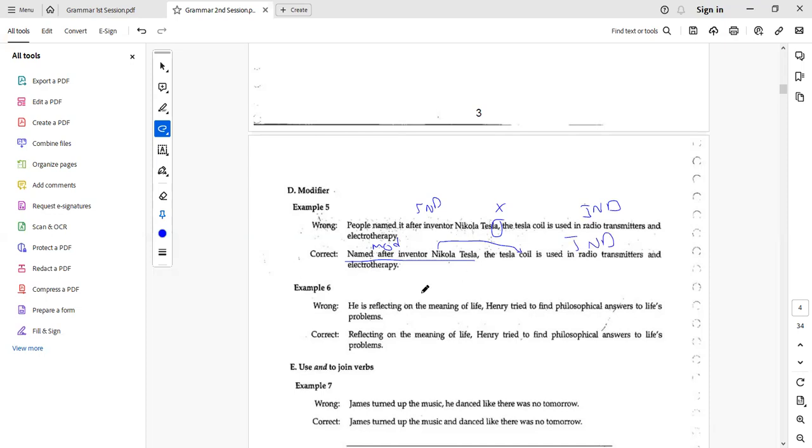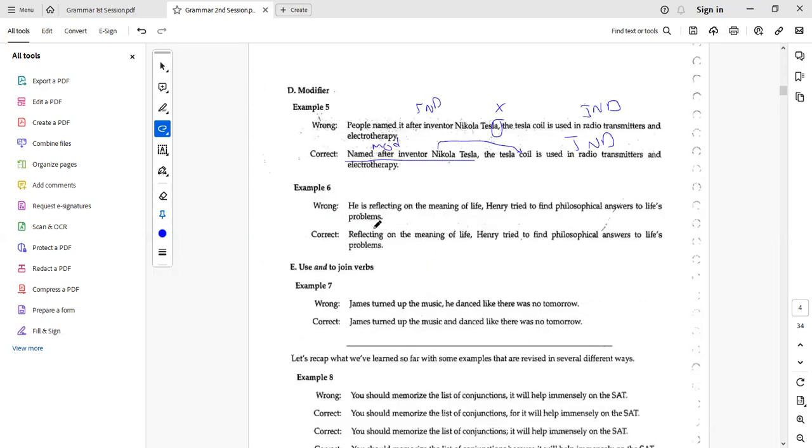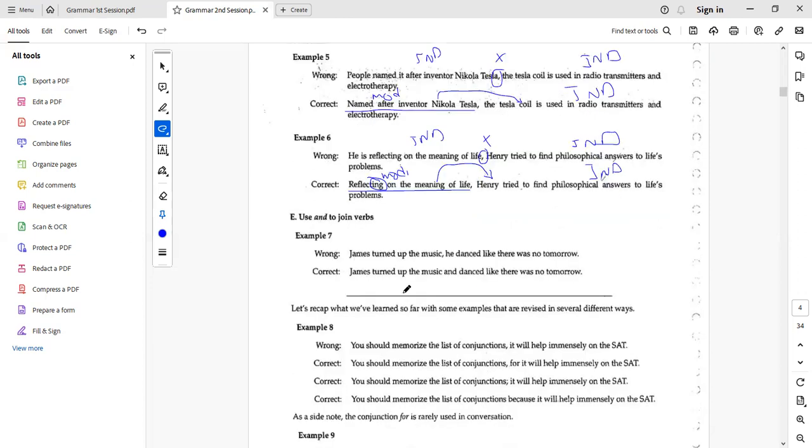Now it's right. He is reflecting on the meaning of life, independent. Henry tried to find philosophical answer to life problem, independent. Between them, comma is wrong. So what he did, he changed the first one to be a modifier. Reflecting on the meaning of life, Henry. And the second one is independent. So this is now right. Okay.